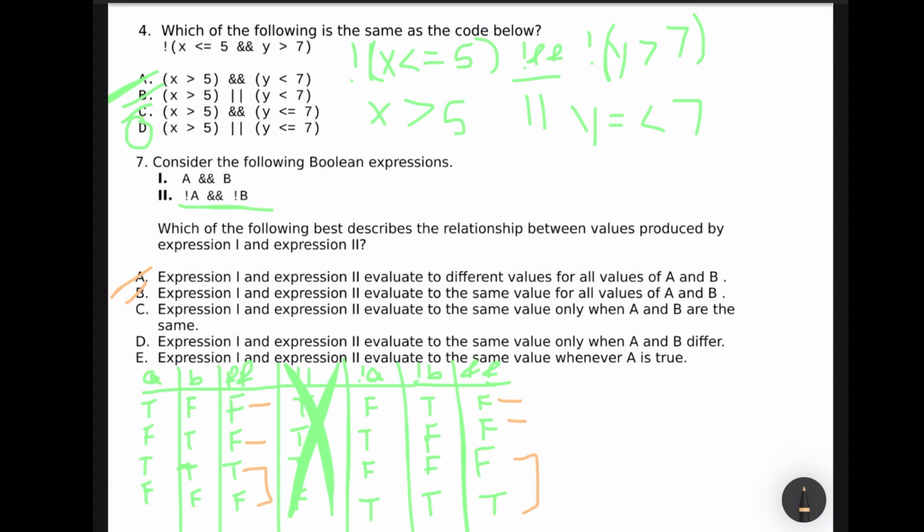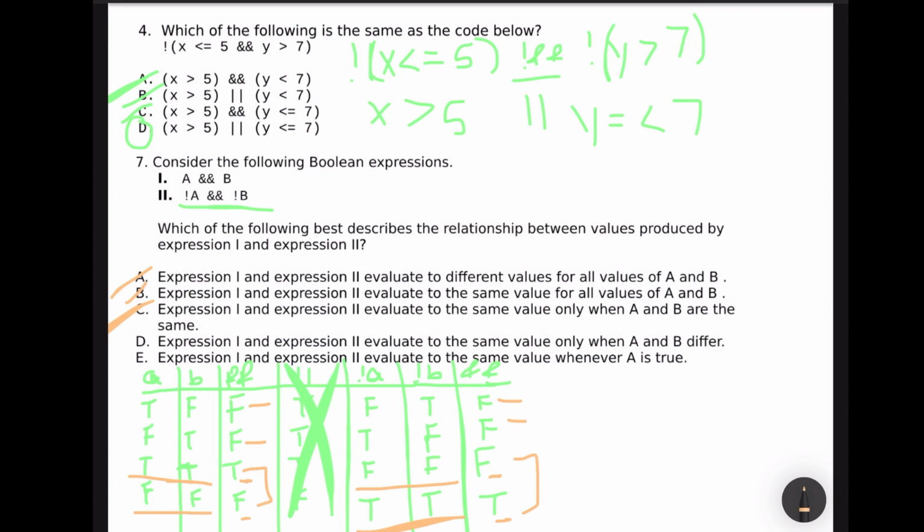Expression 1 and 2 evaluate to the same value only when A and B are the same. Okay, A and B are the same here and here. A and B are the same here and here. That's false because this returns false and this returns true, and this returns false and this returns true. So C is wrong.